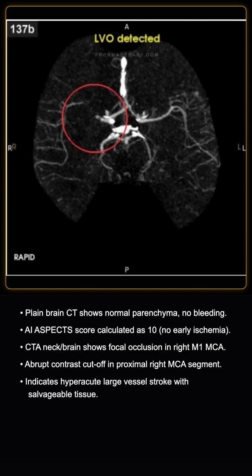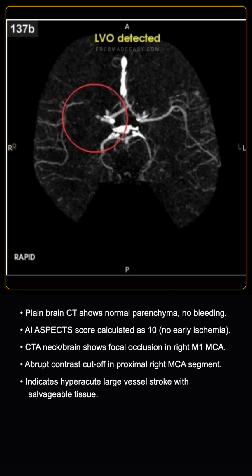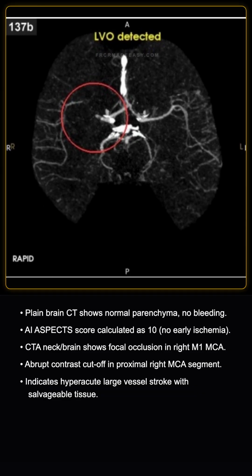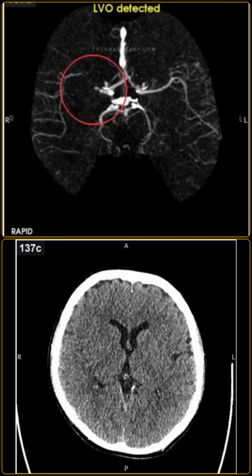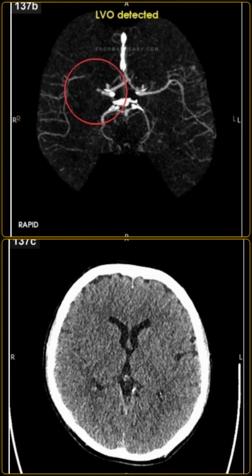A complete cutoff of contrast flow is visible in the proximal right middle cerebral artery, while the contralateral left middle cerebral artery is fully patent. The findings indicate an acute occlusion of the right M1 middle cerebral artery with salvageable brain tissue.